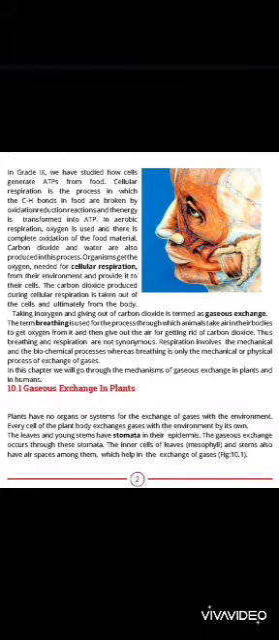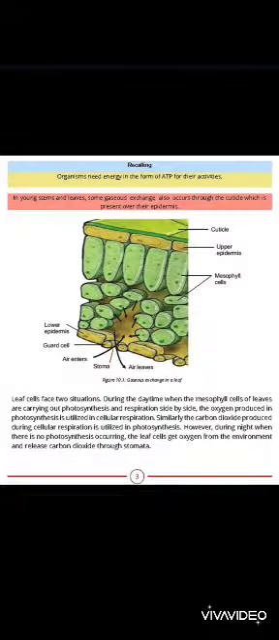Now we will discuss about gaseous exchange in plants. Plants mein mostly gaseous exchange stomata ke through hota hai. The leaves and young stems have stomata in their epidermis. The gaseous exchange occurs through these stomata. In young stems and leaves, some gaseous exchange also occurs through the cuticle which is present over their epidermises.